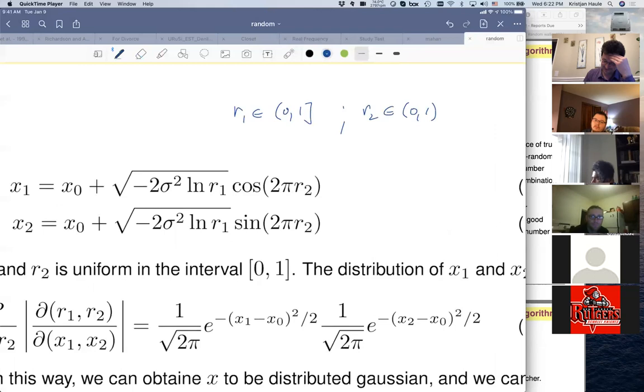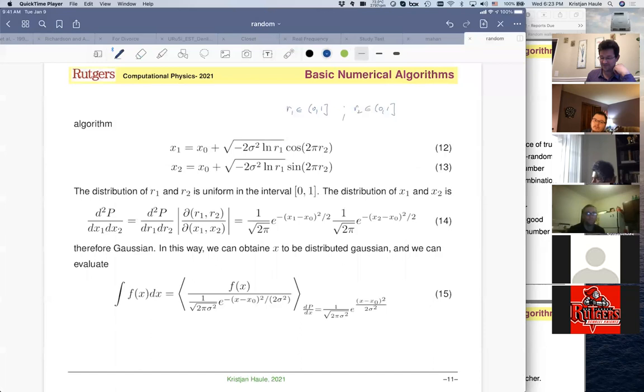Yeah. The typical R1 on a computer is actually between zero and one, where one is not included, but zero is. So basically, to make sure that I don't have a NaN, I need to use one minus R1 when I implement this. Because R1 is distributed between zero and one, and on a computer zero is allowed but one is not. All random number generators are like that. Therefore, I need to use one minus R1 here to be safe. Okay, thank you. Important point.